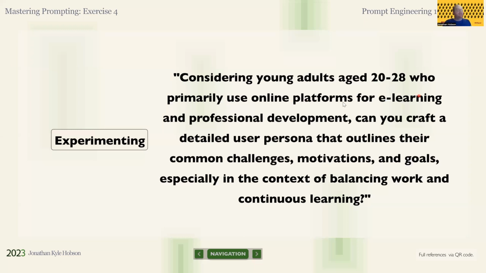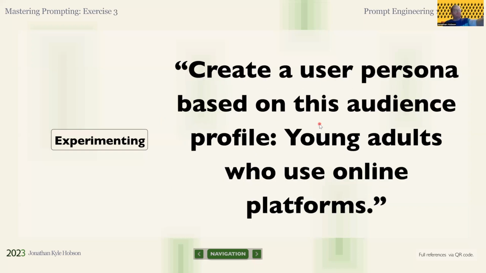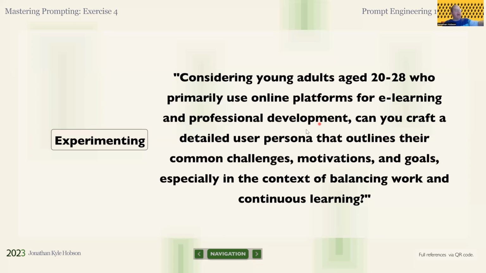But now we define what kind of platform we're talking about. What kind of online platform are we talking about? E-learning and professional development. Before, in our old prompt, that wasn't there. We didn't define online platforms. So now we do that. We also say we want detailed. I always use the keywords thorough, comprehensive, detailed. Those are really powerful keywords. Thorough yet concise. I feel like a broken record sometimes because I'm always saying thorough and concise.